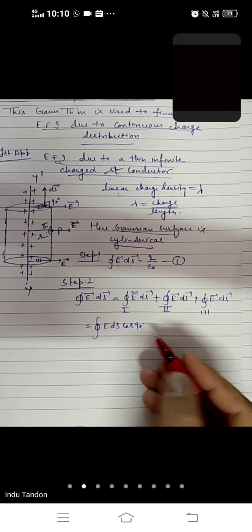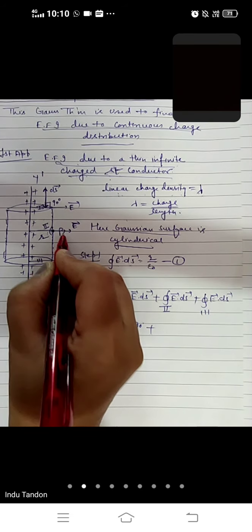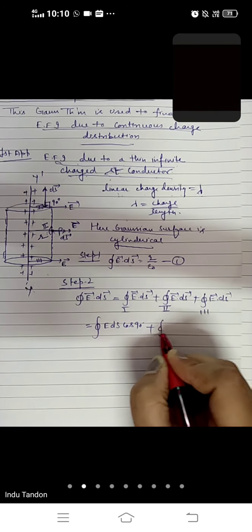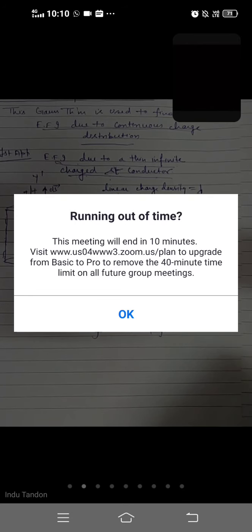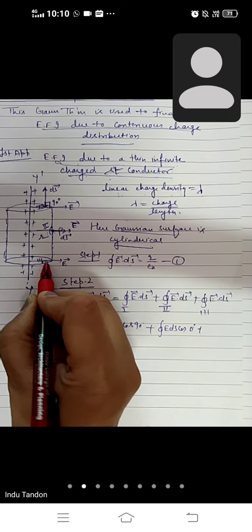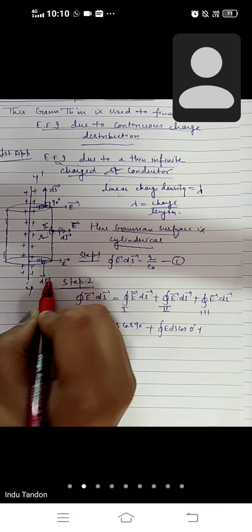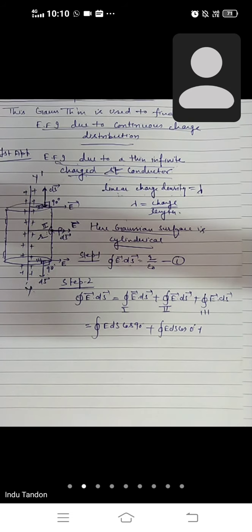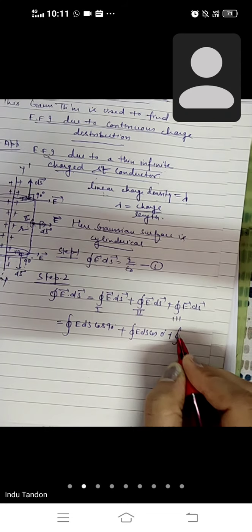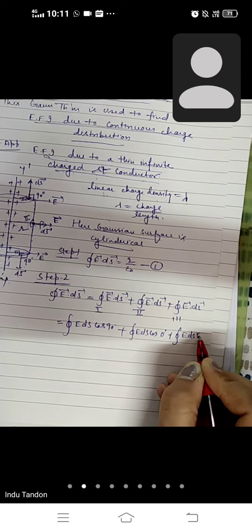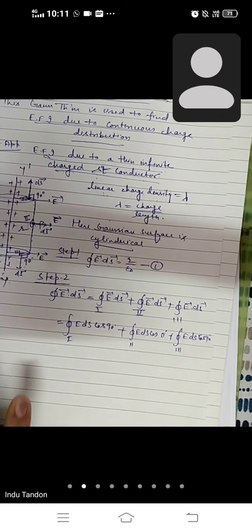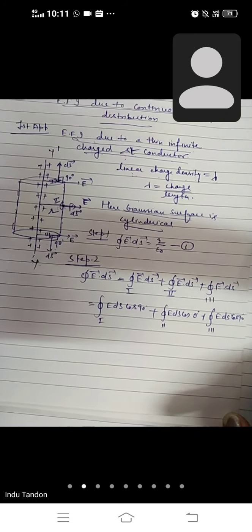It is cos 90. For second surface, this is the area vector. Area vector is perpendicular to the given surface. What is the angle between them? E ds cos 0. For third, what is this? It is in downward direction. What is the angle between them? 90. It is E ds cos 90. This is for third, this is for second, and this is for first. Yes, is it clear? Pranjal, is it clear?